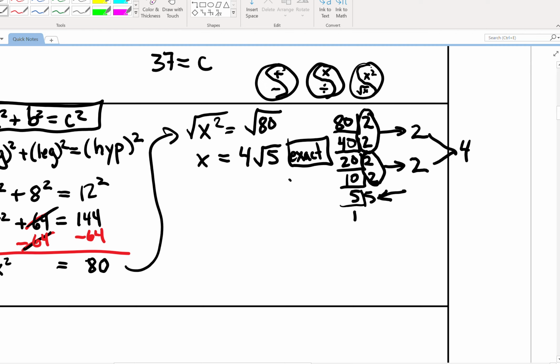But a lot of times it's more useful to us if we have the approximate answer. I cannot put 4 square root of 5 on my tape measure. I don't know where that is. So the approximate answer is when we put this in our calculator and we say, what's 4 square root of 5?